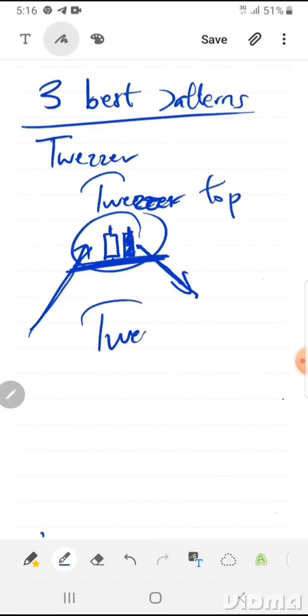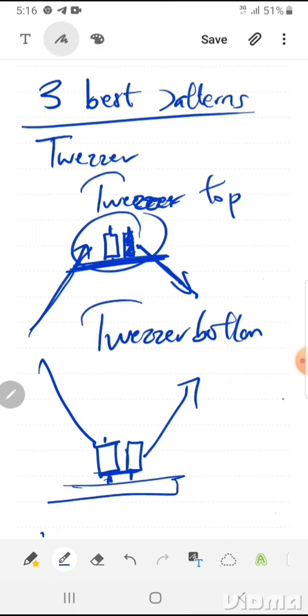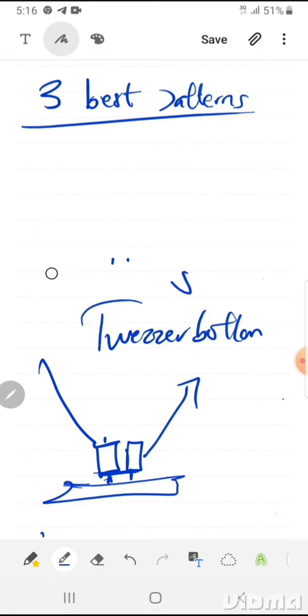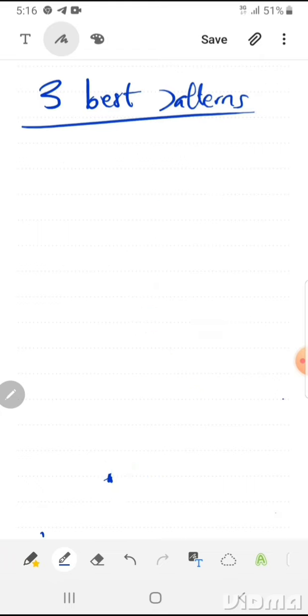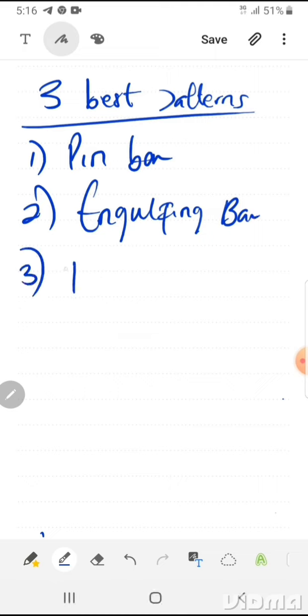Then the tweezer bottom, when the market is coming down and it forms something like this. Can you see the open and the close is the same? Then it goes up. This is known as the tweezer what? Bottom on the support. Can you see that? So these are the best three patterns that will help you trade the forex market. Let me recap. The first one is known as what? The pin bar. The second one is known as what? The engulfing bar. While the third one is known as what? The tweezer.